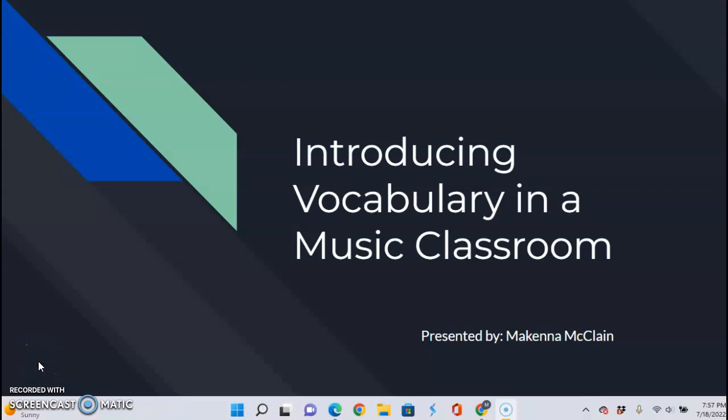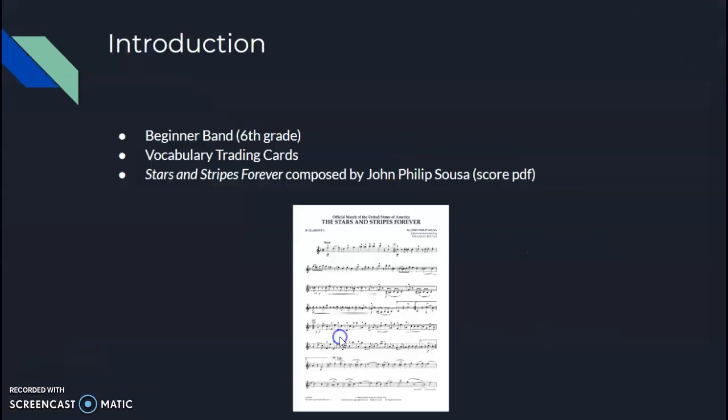Today I'll be discussing a vocabulary strategy for a music classroom for EL416ZA. Before I begin, I intend to use this strategy for a beginner band such as 6th grade. My chosen strategy is a vocabulary trading card system, and my chosen text is a PDF score of Stars and Stripes Forever composed by John Philip Sousa.